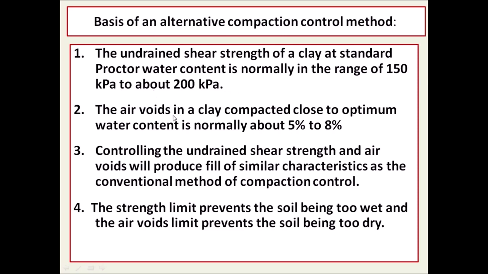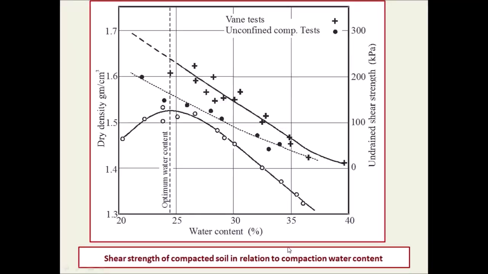The second one is that the air voids in a clay compacted close to optimum is the point I already made, about 5 to 8%. So controlling the undrained shear strength and the air voids will or can produce a fill of similar characteristics as the conventional method of compaction control. The strength limit, if we say it must not be weaker than 150 kPa, that prevents the soil being too wet. And if we specify the air voids not to be greater than, say, 8%, it stops the contractor compacting it too dry, because if it's too dry, it simply won't compact down to give you a low air voids.